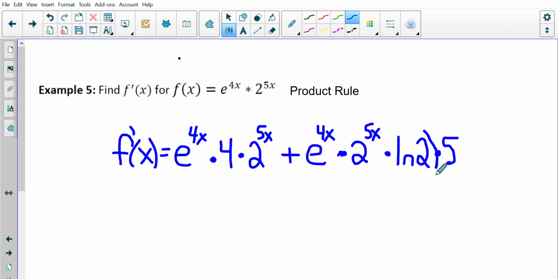There we go. I should put that ln in brackets because those 2 and those 5 do not multiply each other. It's ln 2 times 5. Big distinction there. There we go. I'm just going to leave that one alone.